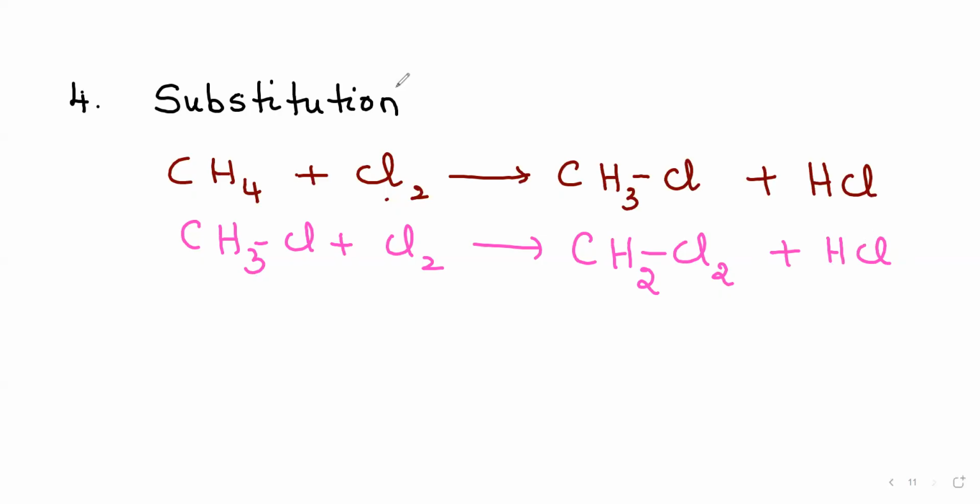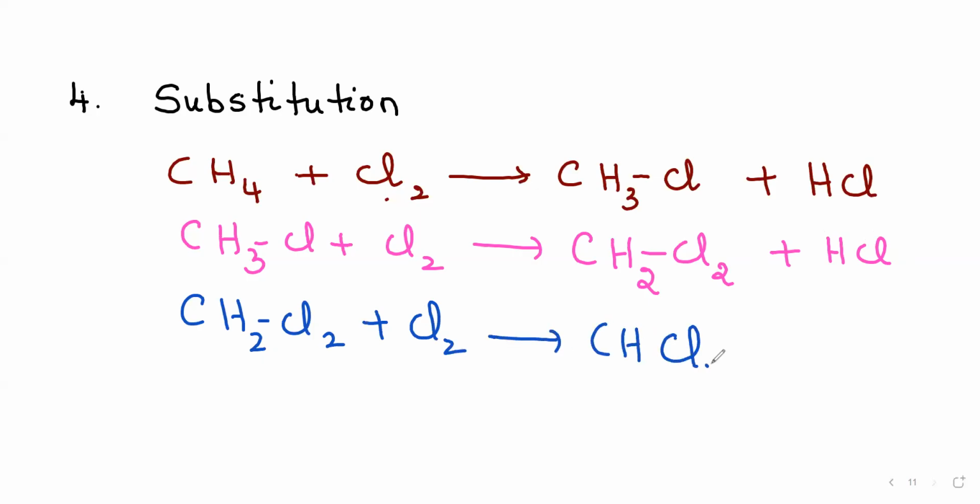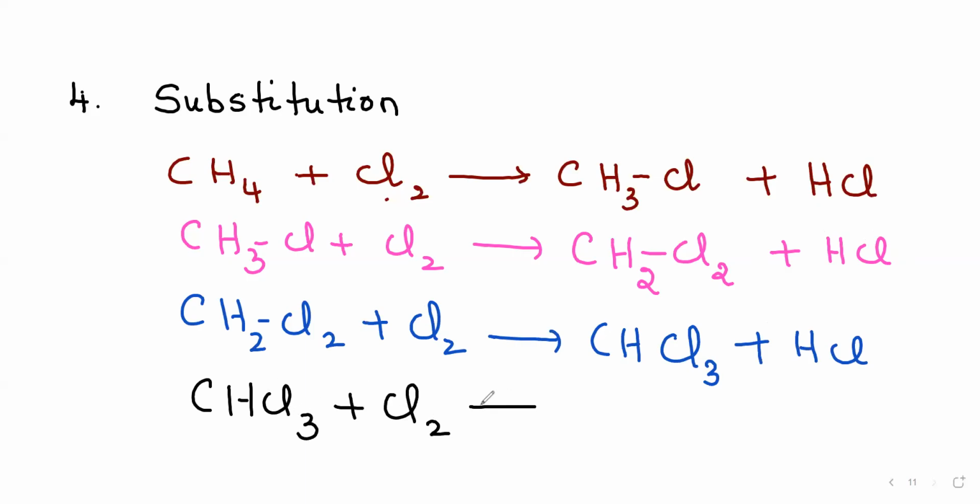Again, when you chlorinate CH2Cl2, one more hydrogen is removed and chlorine will become 3, CHCl3 plus HCl. And the last is, if CHCl3 is again chlorinated, all the hydrogen will go. So you will get CCl4 plus HCl. Now no more hydrogen is there to remove and hence the reaction will stop.